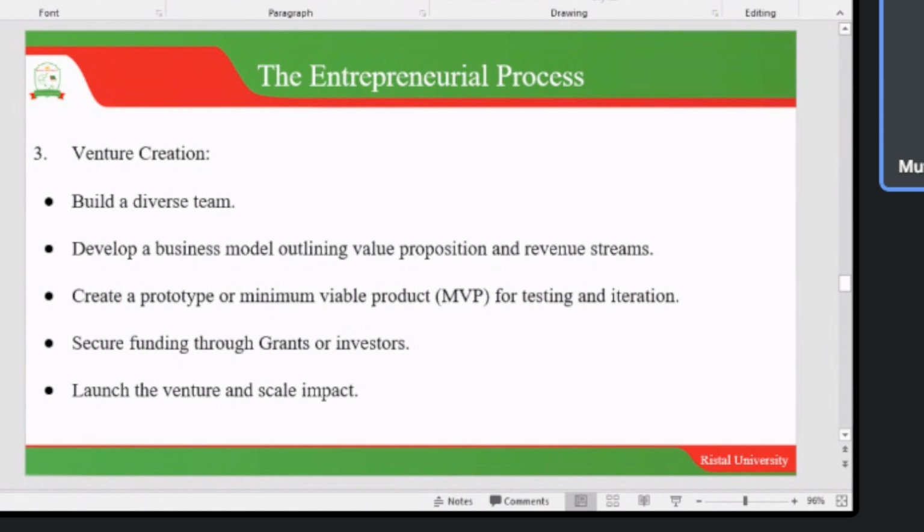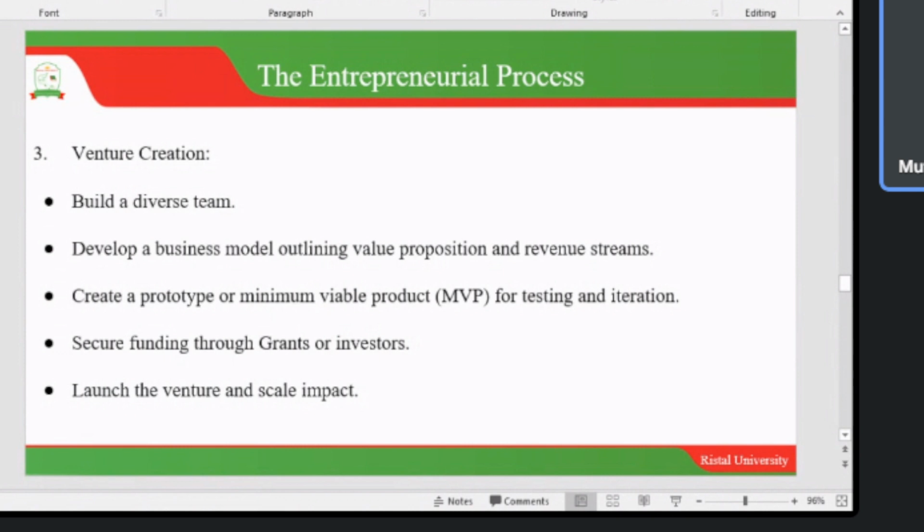And it is all done to test and iterate, or to test and redo this process, to test, get feedback from the customers, correct the mistakes, and then do it again. Then after you have created this prototype, now you can secure funding through grants or investors, because they see where they are going to put their money. Okay, they can see that prototype, which shows how this business or how this venture that is addressing these healthcare issues is going to run.